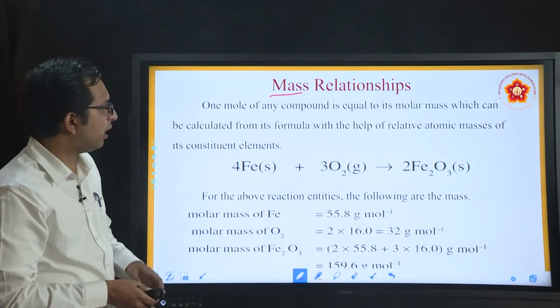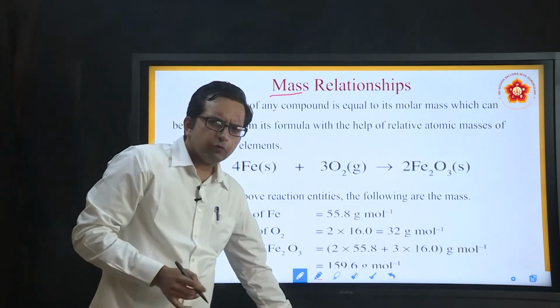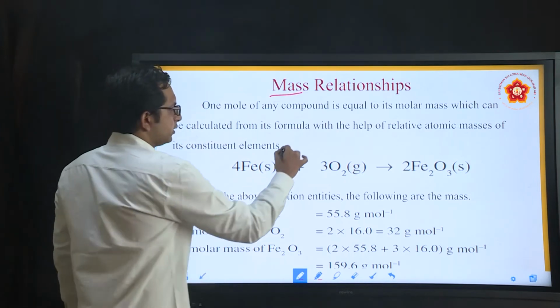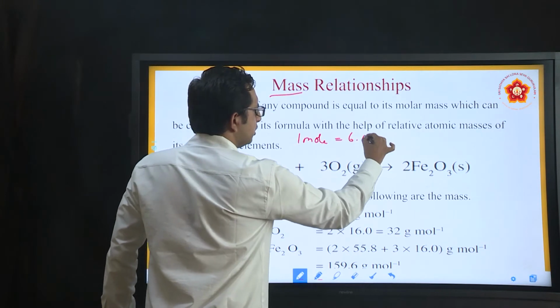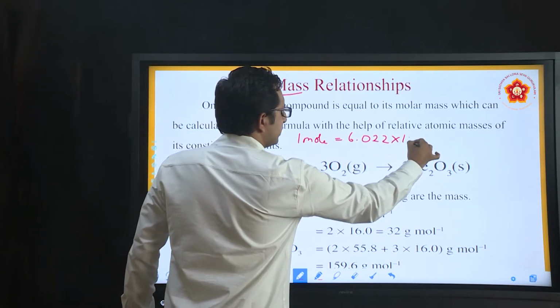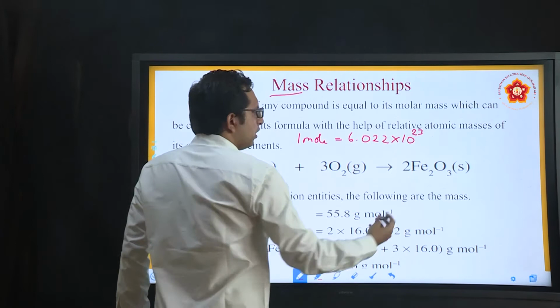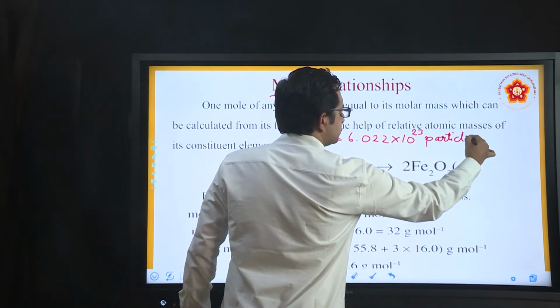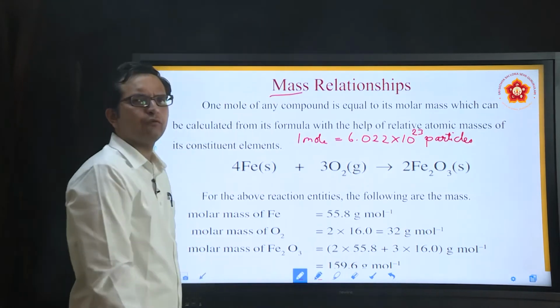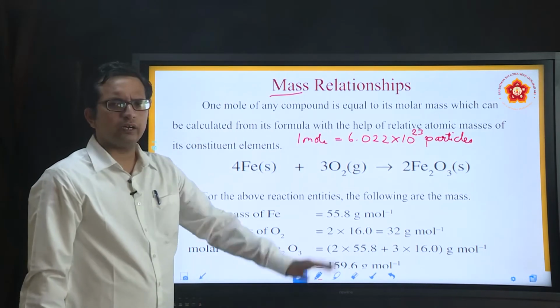Now, let us see the mass relationship. We have already seen this definition, that 1 mole is equal to 6.022 into 10 raised to 23. I can call it atoms or molecules depending on which type of species are present. In general, if I want to call it, I will call it particles.